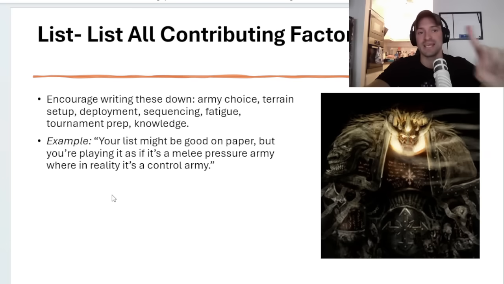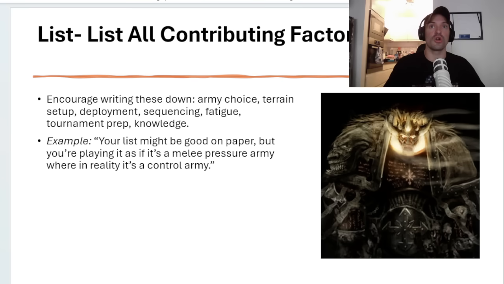Now, number 2 is going to be L, list. So we're going to list all contributing factors to you losing. I'm going to encourage you to write these down. You're going to write down your army choice, like terrain setup. Are you playing WTC? Are you playing GW terrain? Are you playing UKTC? I want you to write down deployment. How are you deploying? Are you deploying aggressively? Are you deploying where nothing can be seen?